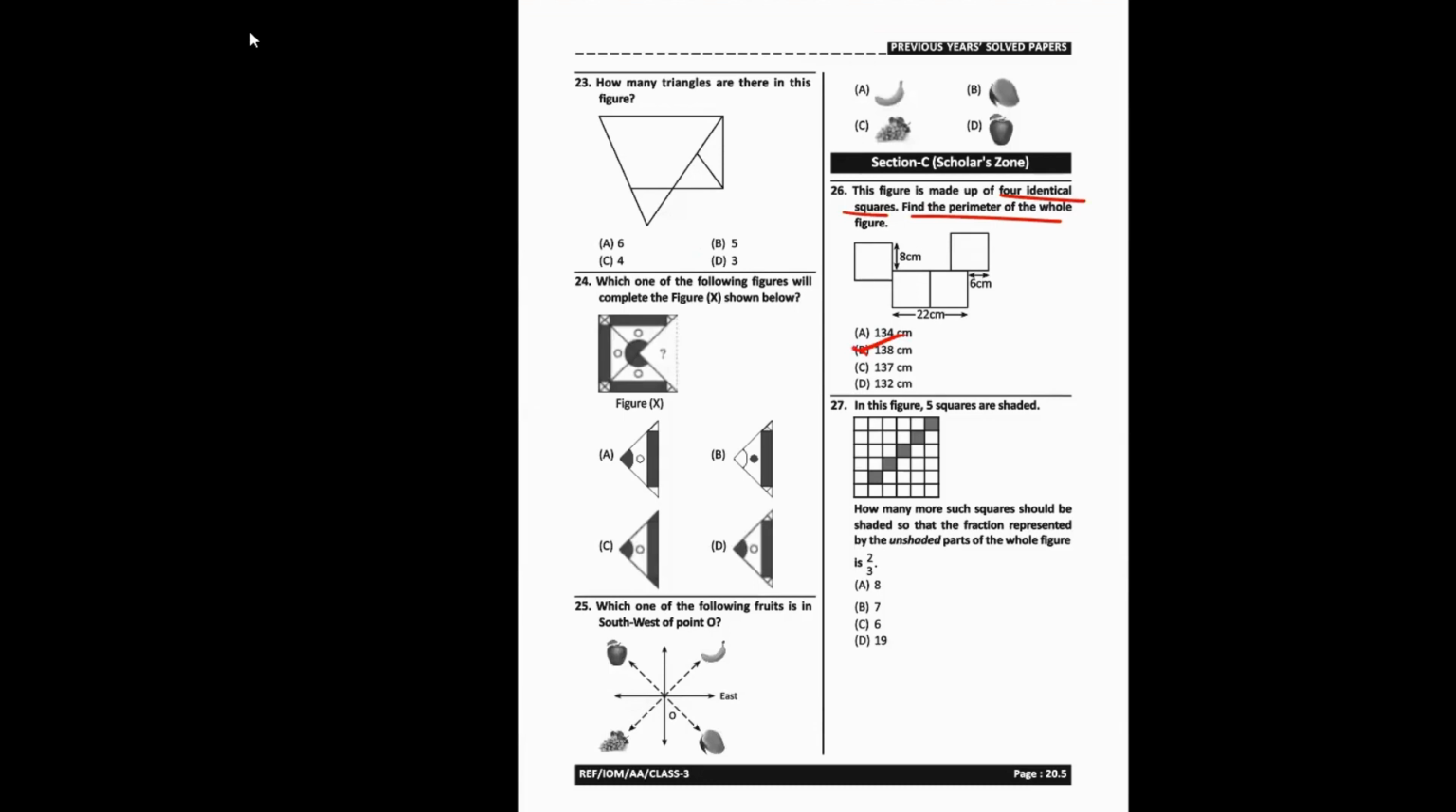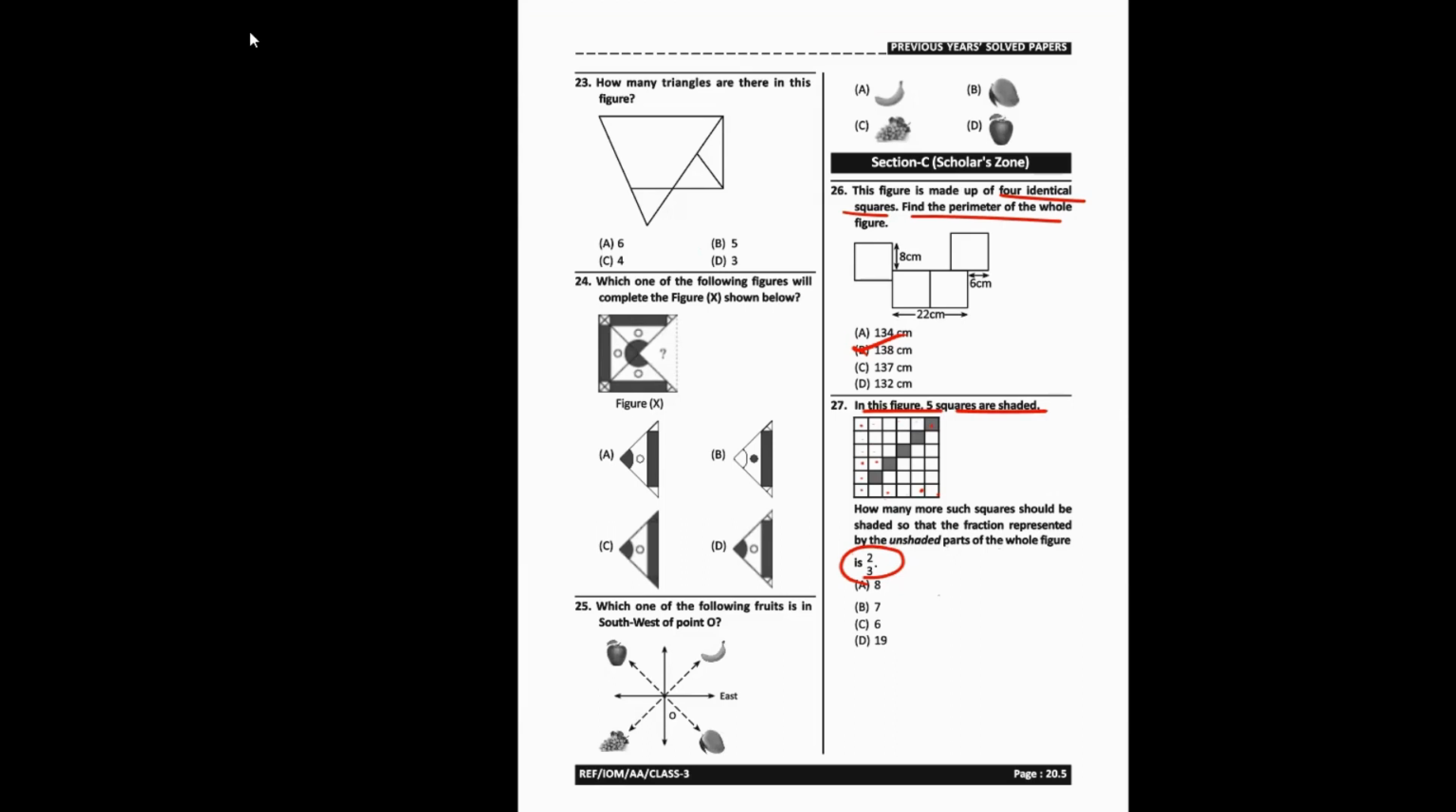Next, if you see, in this figure, 5 squares are shaded. How many more squares should be shaded so that the fraction represented by the unshaded part of the whole figure is 2/3? First, you need to count the total number of squares. 1, 2, 3, 4, 5, 6, 7, 8, 9, 10, 11, 12. 12 plus 6, 18, plus 6, 24, plus 6, 30, plus 6, 36. Okay. So basically we have 36 squares.